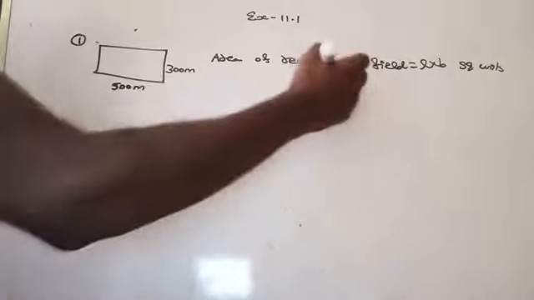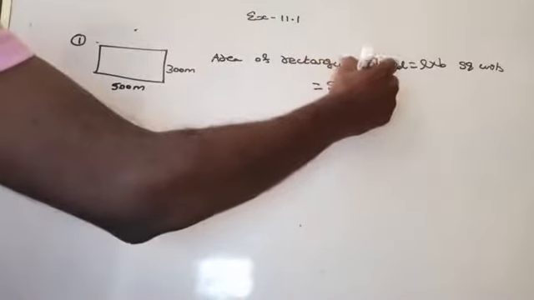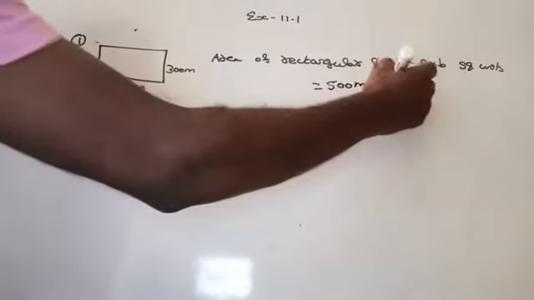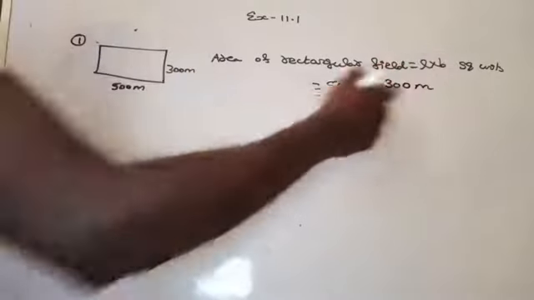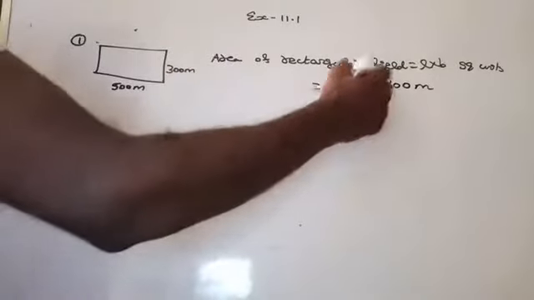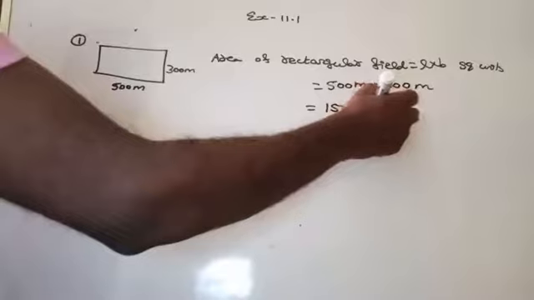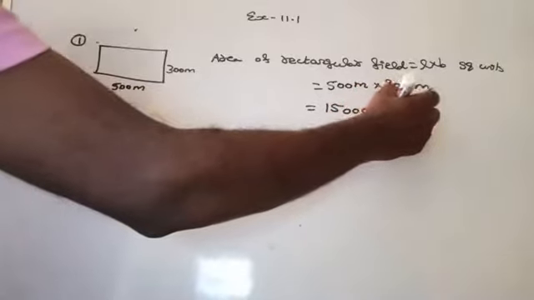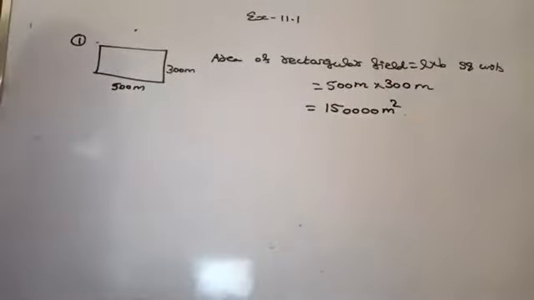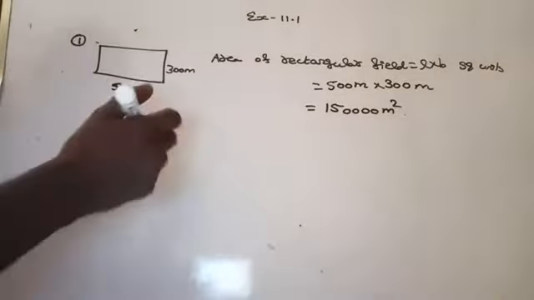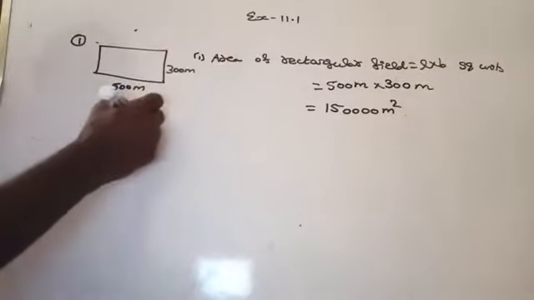Length is 500 meter and breadth is 300 meter. Now multiply. 5 3s are 15. How many zeros? 4 zeros. Proceed with 4 zeros. So 1,50,000 meter square. After that, what you have to find? You have to find the cost of the land. This is the first part.